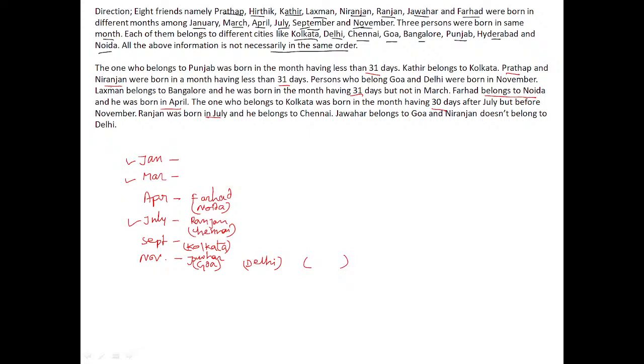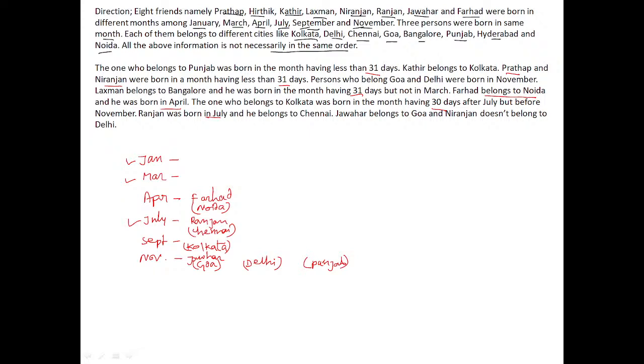So now we have to check whether the further specific information is there, and try to fill up the chart. The one who belongs to Punjab was born in a month having less than 31 days. Less than 31 days means April, September and November. April is already filled up, September is already filled up only by plus, but we are fortunately talking about only place here. So belongs to Punjab would definitely come in November, and here is one plus left, so this is Punjab, right? Okay, now moving to next.